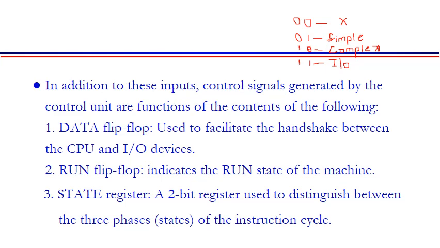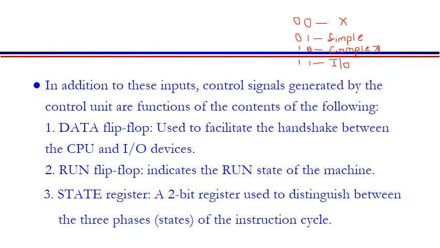The third phase of the instruction cycle is input output. If data is being transferred or received from the input output devices, this type of state is the third state, and in this case the status of the bits of the state register will be 11. If the status of the state register is 11, then there is an input or output instruction being executed by the system.